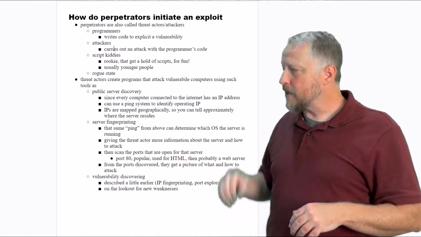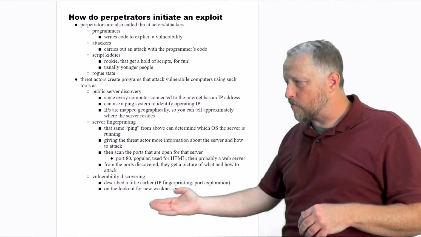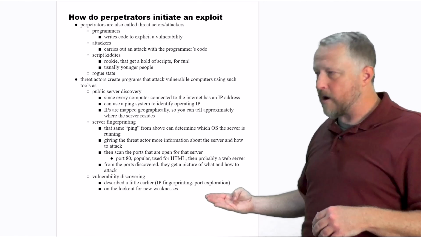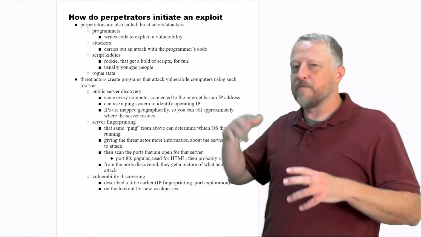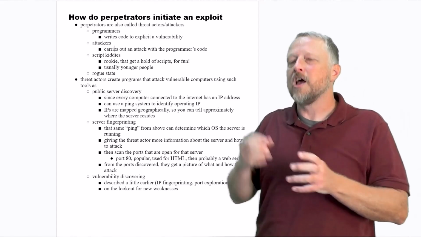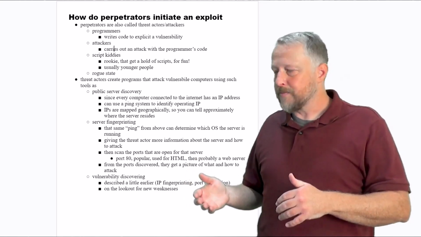And then the last part is vulnerability discovery. It's really using all of these, grouping the IP fingerprinting and then the port exploration. That's putting all this knowledge together and going, ooh, okay, this is the information that we can get out of this. What can we use for a vulnerability to exploit?